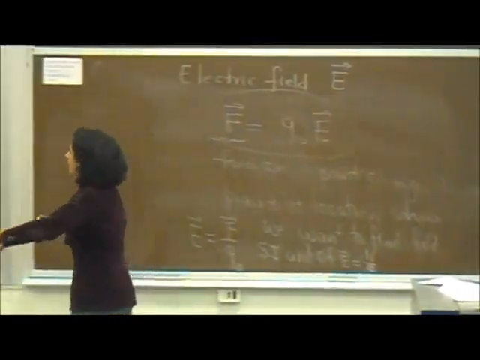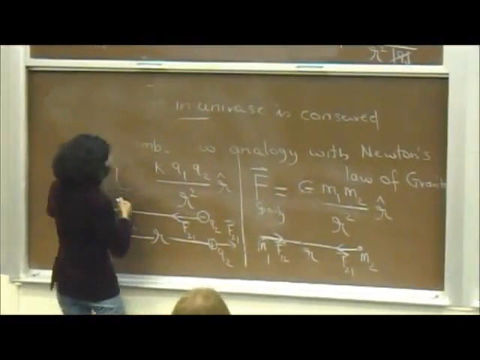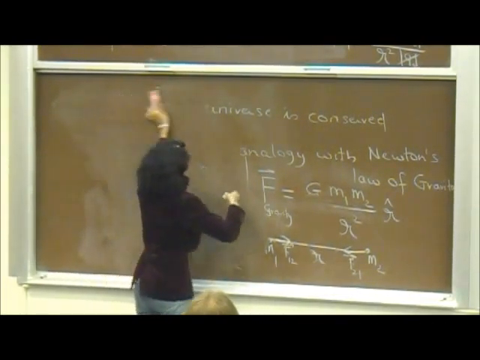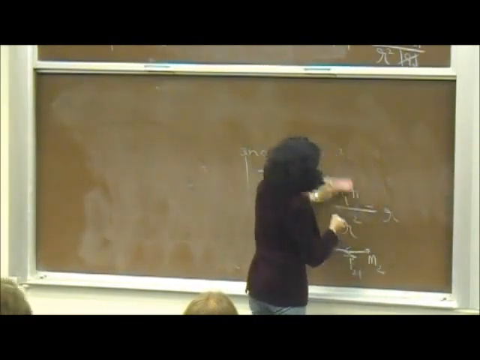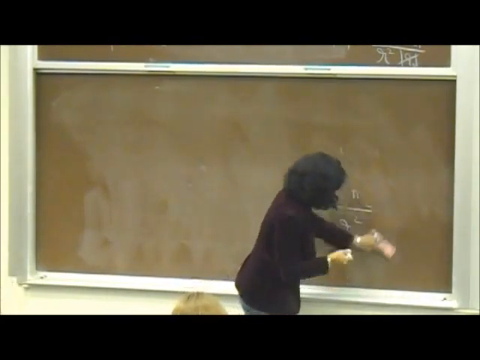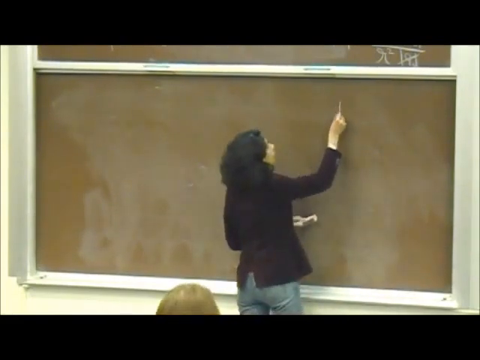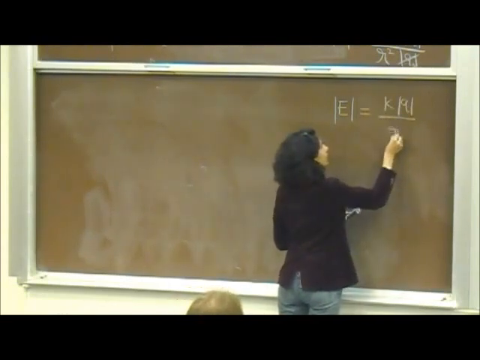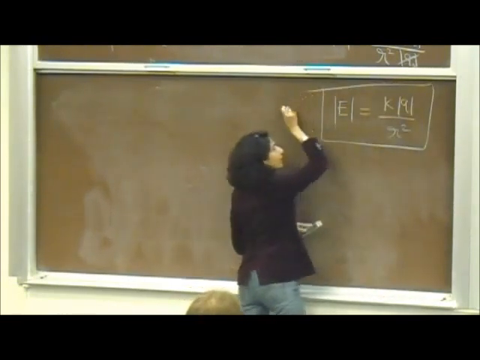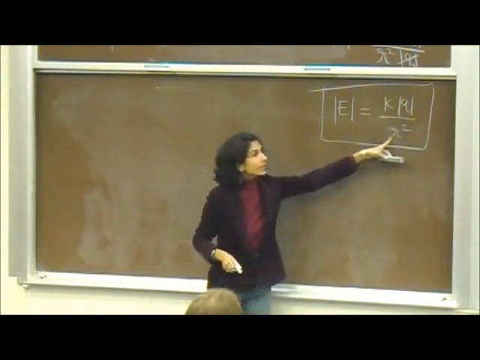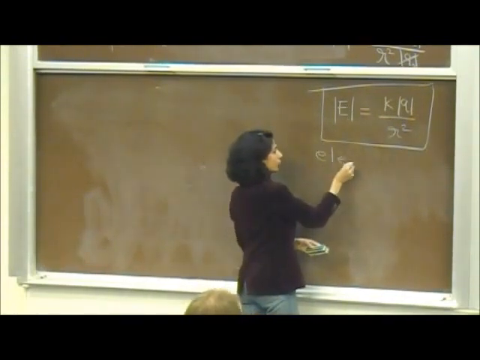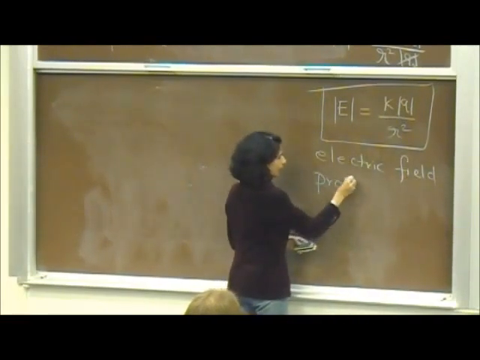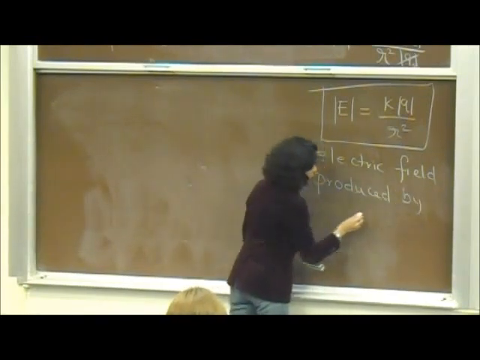Okay. So basically then, what we have found is that the electric field produced by a point charge at a distance r away from it is given by this. So notice that this is the electric field produced by a point charge.